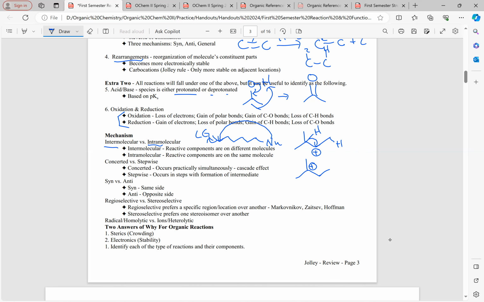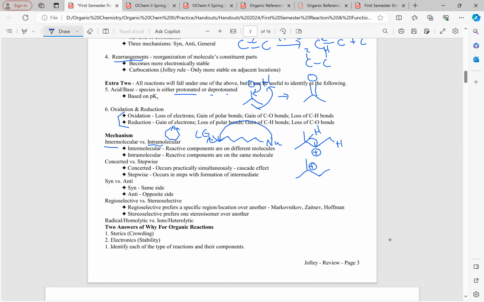So 1, 2, 3, 4, 5, 6. So that would make space, space, space. 1, 2, 3, 4, 5, 6 with the nucleophile in between. So that's what I mean by intramolecular. All the pieces are on the same molecule.